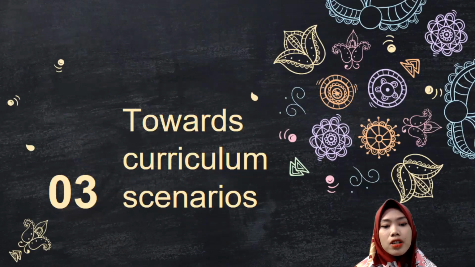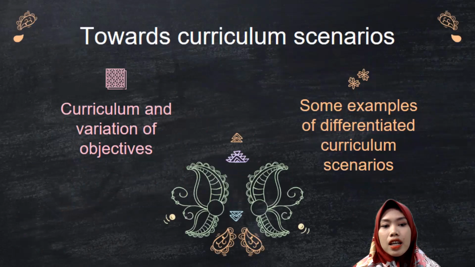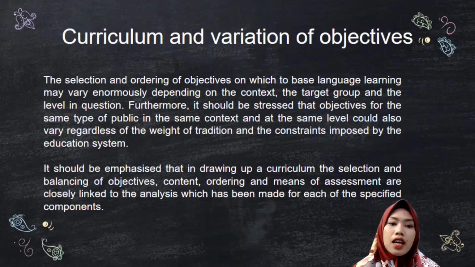And the third subchapter is towards curriculum scenarios. It is divided into two. We are going to talk about two topics: curriculum and variation of objectives, and then some examples of differentiated curriculum scenarios. Okay, curriculum and variation of objectives.